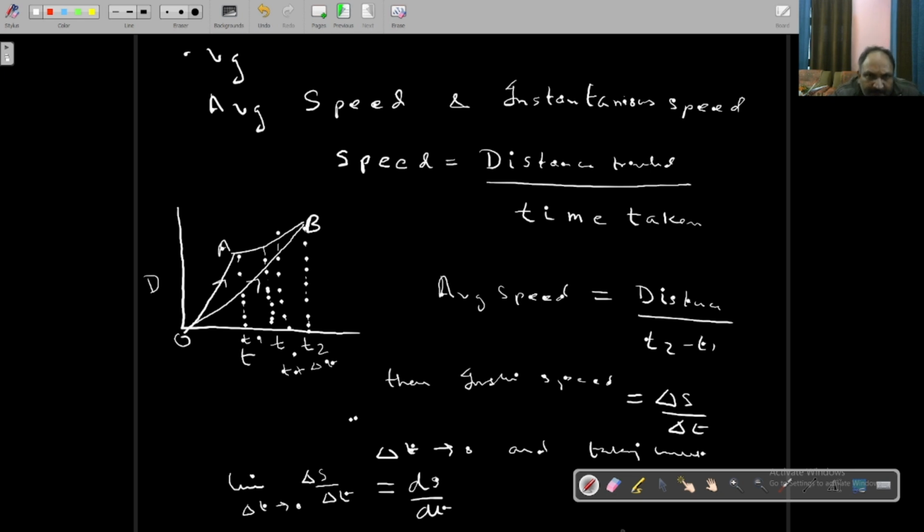Now next page. Now what will we study? Average velocity and instantaneous velocity.